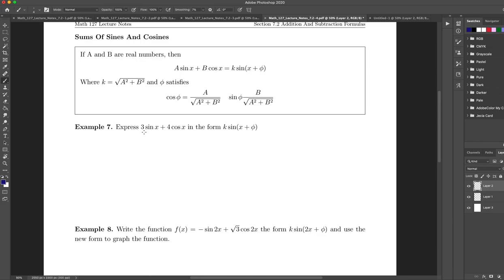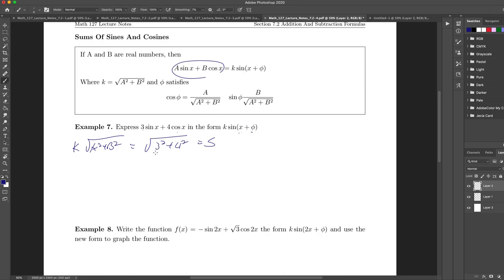So here, if I have 3 sine of x plus 4 cosine of x in the form k sine of x plus phi. So we want to take something in this form and write it in this form. So what we need to do is figure out what k is. Well, k is the square root of a squared plus b squared, which in this case is the square root of 3 squared plus 4 squared, so this is 5. And so we have k is equal to 5.